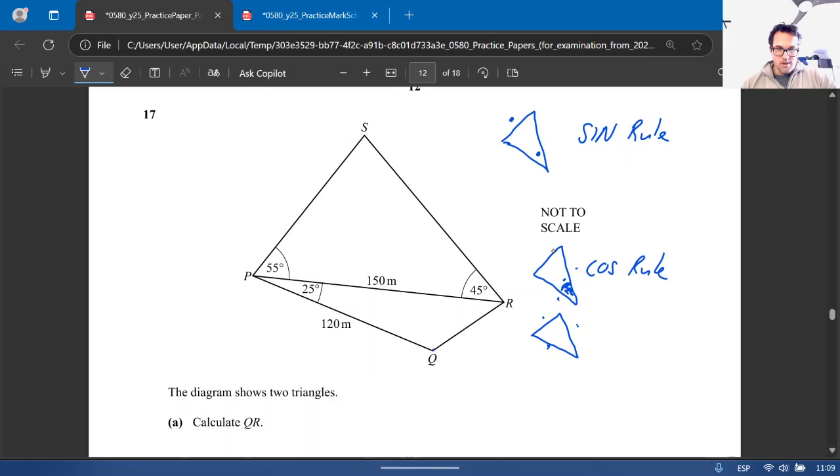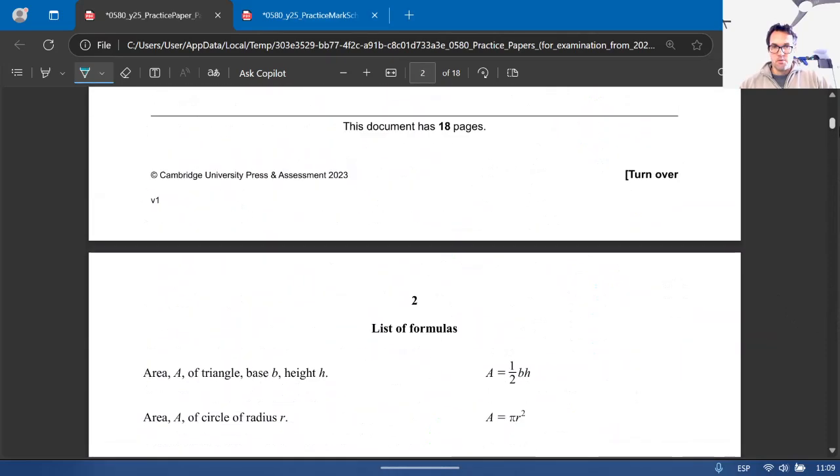QR is this over here. It forms part of this triangle here. I'm slipping very much today. Okay. And what do we have? We've got an angle and the two sides, which is like this one. So you're going to use the cosine rule. Okay, cosine rule, of course, is on the formula sheet.